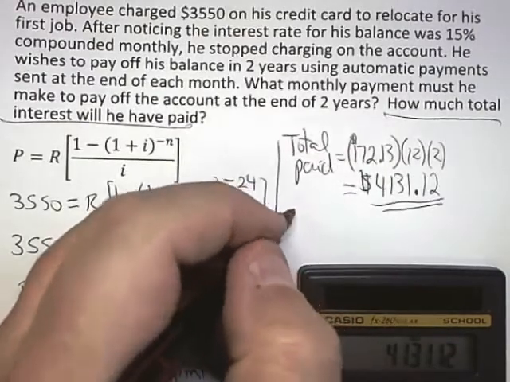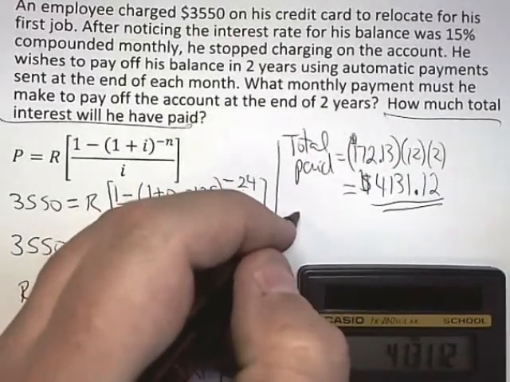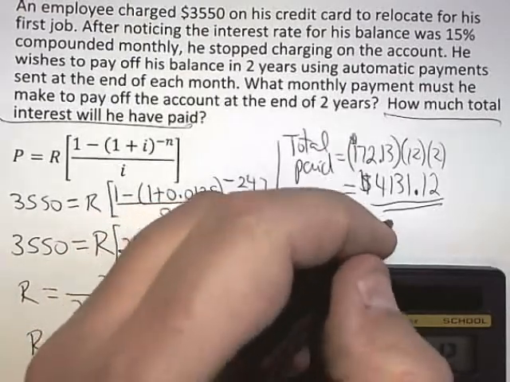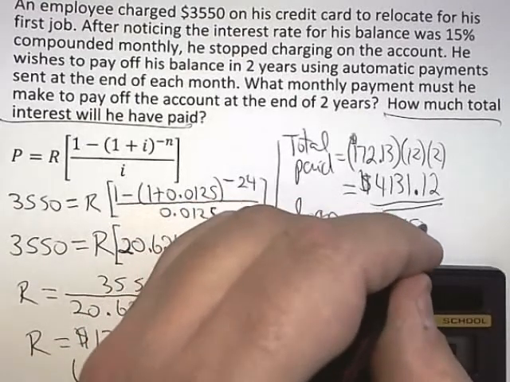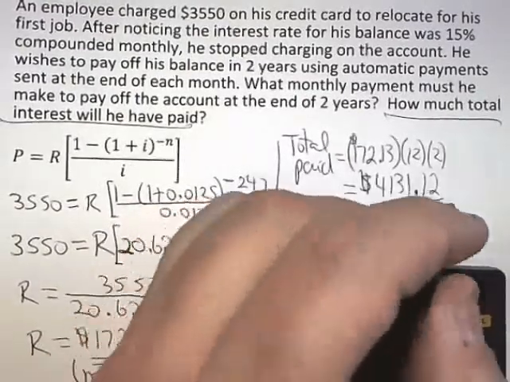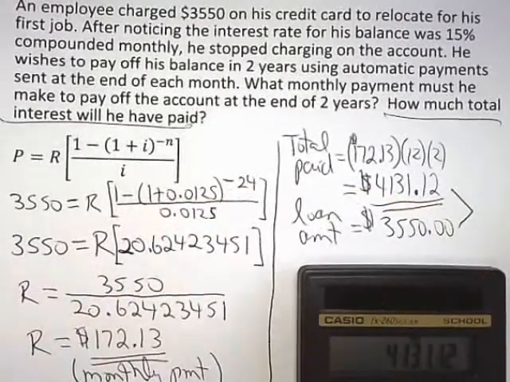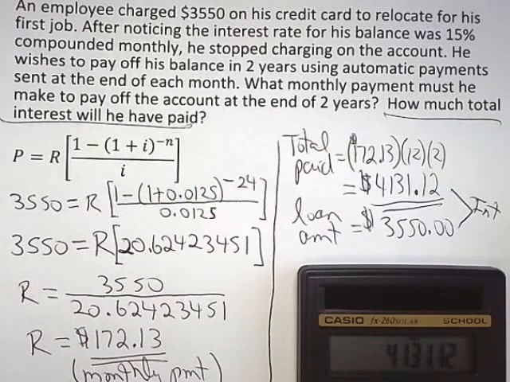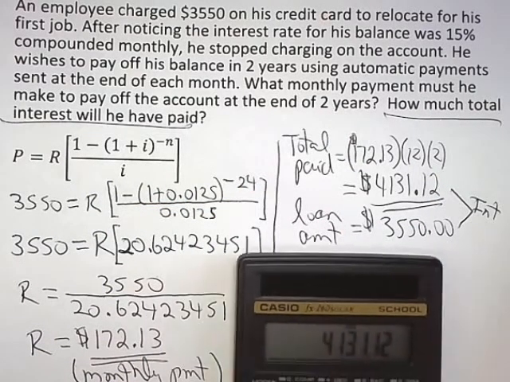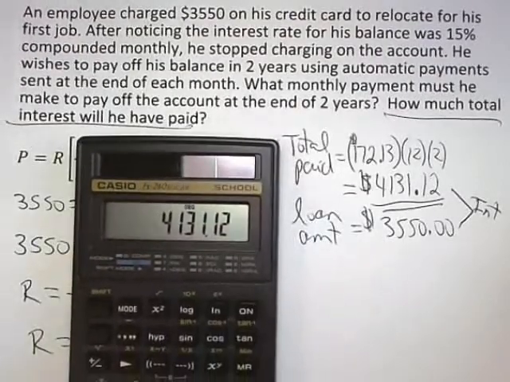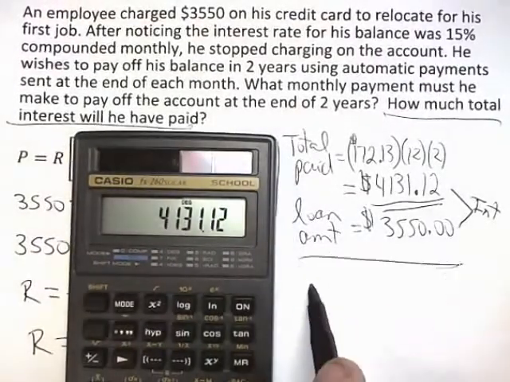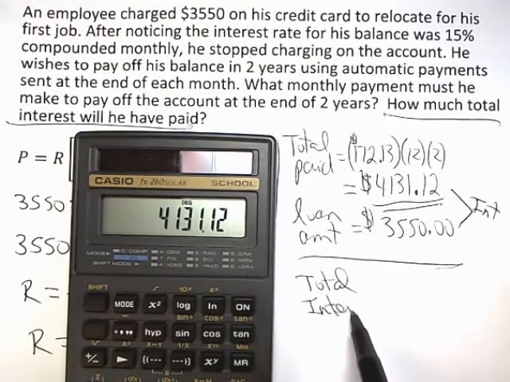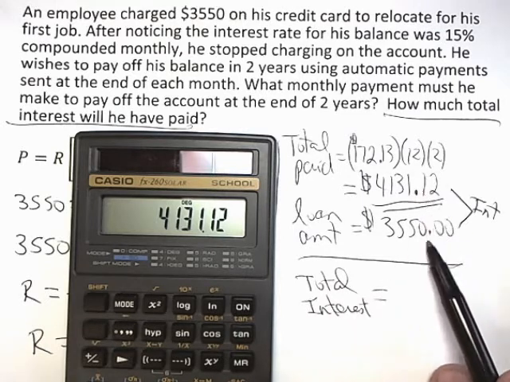The employee owed, which is essentially the loan amount, the amount the credit card company loaned them, $35.50. And the difference between those two values is the interest. So all I need to do to finish this off to get the total interest that this employee paid is just subtract these two numbers.